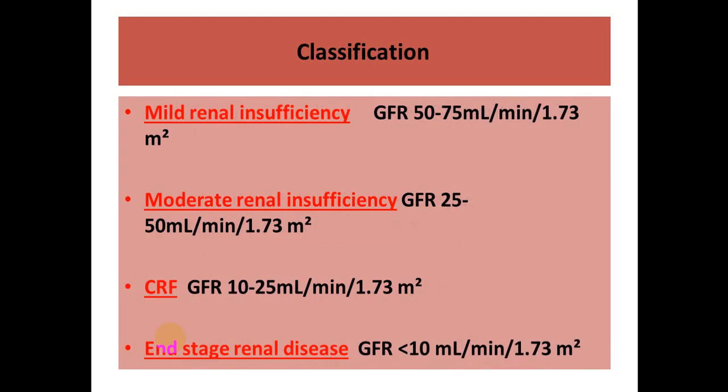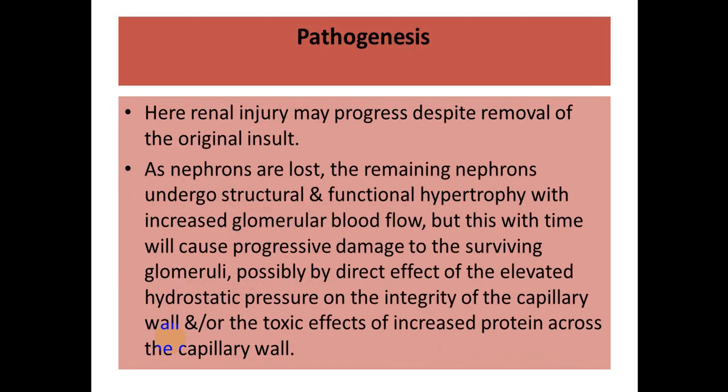How do you classify chronic renal failure? According to the GFR. Mild renal failure means a GFR between 50 to 75 ml per minute per 1.73 meter square. Moderate renal failure has a GFR between 25 to 50, and severe chronic renal failure a GFR between 10 to 25 ml, and end stage renal failure if the GFR is less than 10 ml per minute per 1.73 meter square.